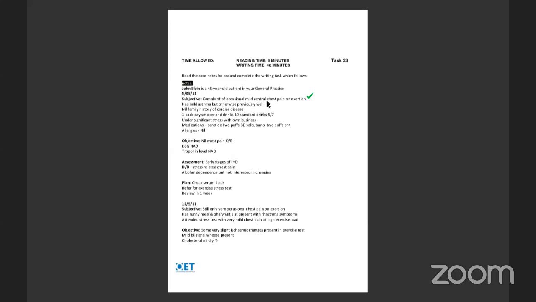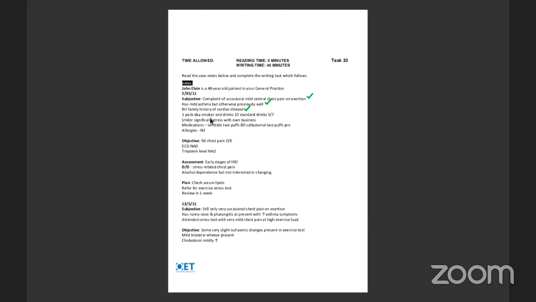Has mild asthma, but otherwise previously well. Yes, important information. Nil family history of cardiac history. Now, this is a point where you need to decide whether you need this information or can ignore it. This is something you need to take a call on, because it can be neutral information. But since we are writing to a cardiologist, the target reader, a person who will be taking care of this patient, and currently the patient has cardiac trouble, we will write that the patient has not reported any family history of cardiac disease. This is information we can take because in this particular scenario, it becomes relevant.